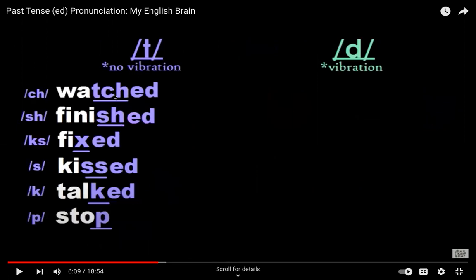So there are some words where the final sound has no vibration. It's because it has no vibration. The T sound has no vibration. When I pronounce T, it doesn't vibrate, you see?